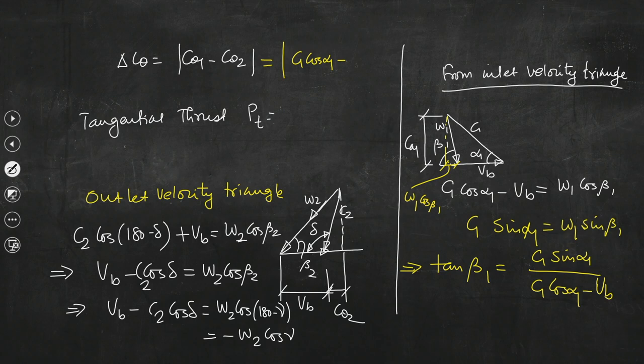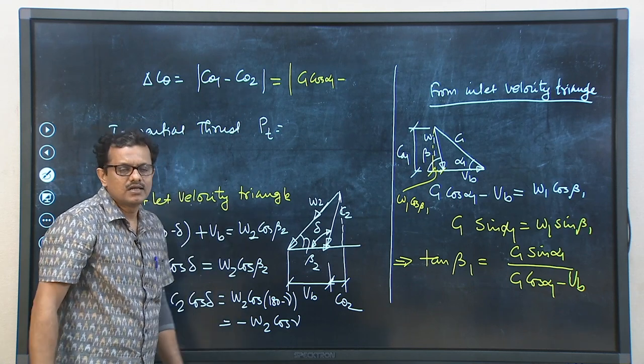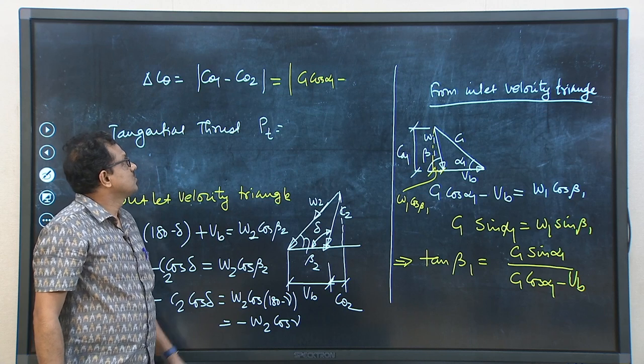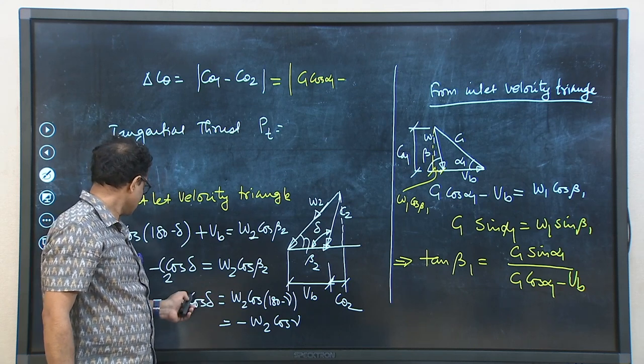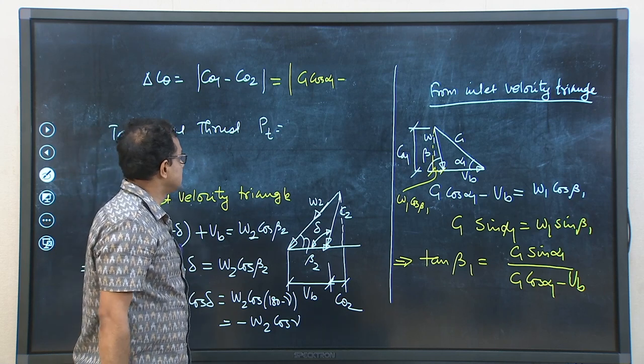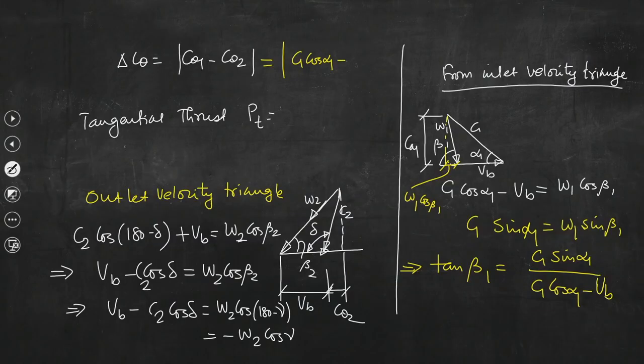I am trying to write the expressions that we can get from the velocity triangles, because these expressions will help us to estimate several other quantities. Now, what is C theta 2? C theta 2 is equal to C 2 cos 180 minus delta, that is minus C 2 cos delta. So, that is C 1 cos alpha 1 minus C 2 cos delta. So, this is the delta C theta 2.